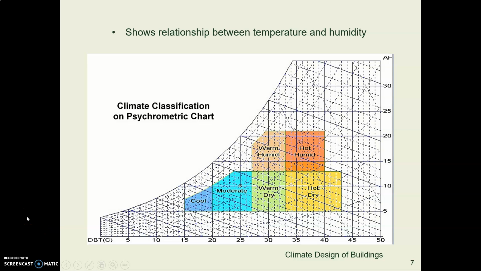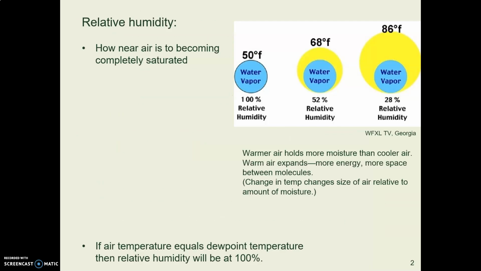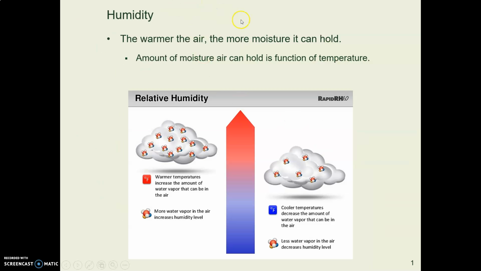But for now, we'll just know they're a thing, and going back to the beginning, warm air holds more moisture than cool air. The warmer the air, the more moisture it holds.